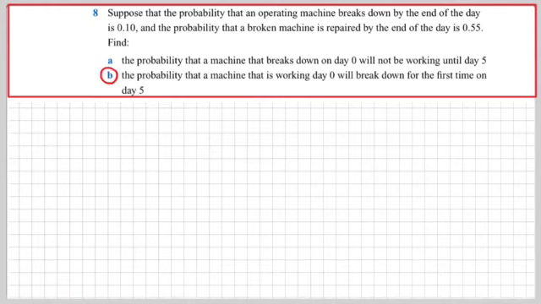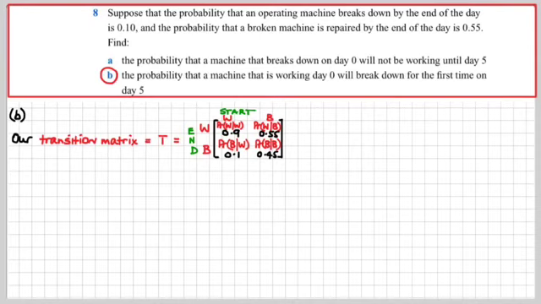Okay, B for you and me, the probability that the machine that is working on day 0 will break down for the first time on day 5. Okay, so we've got to account for every day, don't we? Yes? So it's a run length one, isn't it? Yes, I think it is. So therefore, what have we got here? Our transition matrix was that, wasn't it? Yeah, from before. So the probability required is, let's set our run length down.